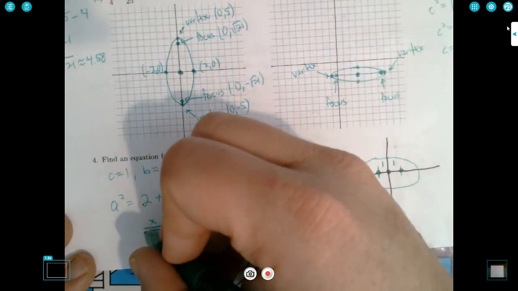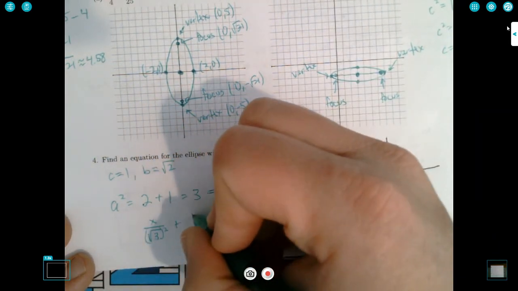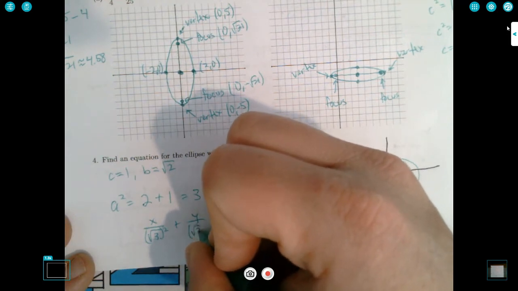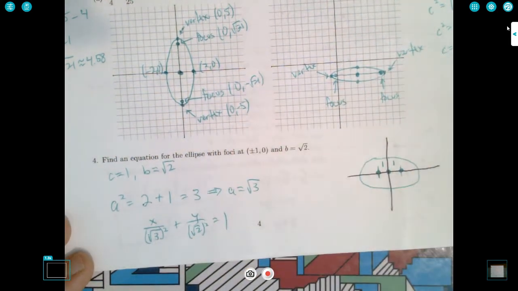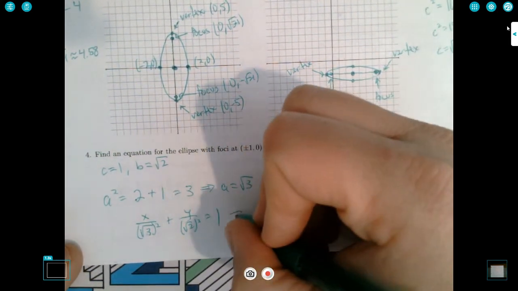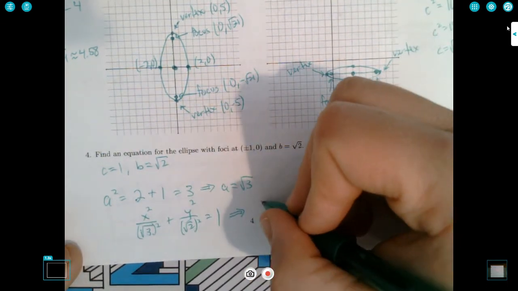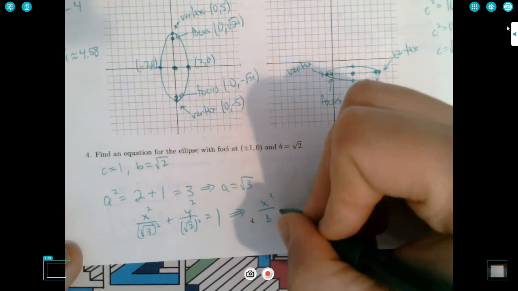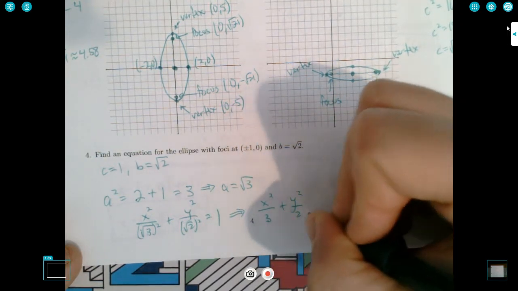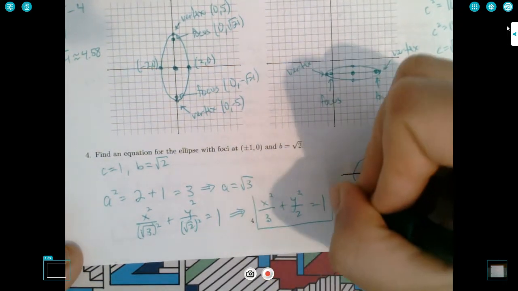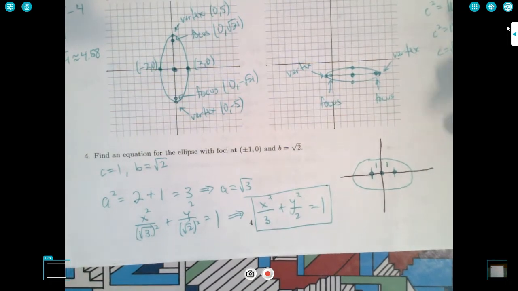Actually, it's x over a squared, isn't it? Plus y over b squared equals 1. And that's that, right? So this would be, and it's x squared, right? Okay, so this would be x squared over 3 plus y squared over 2 equals 1. There's the equation for that ellipse.